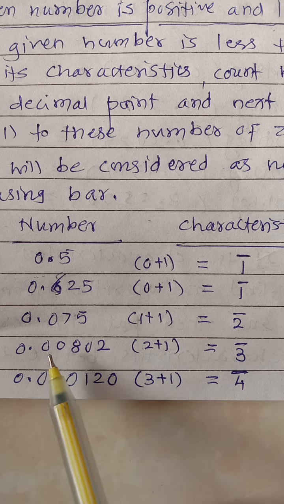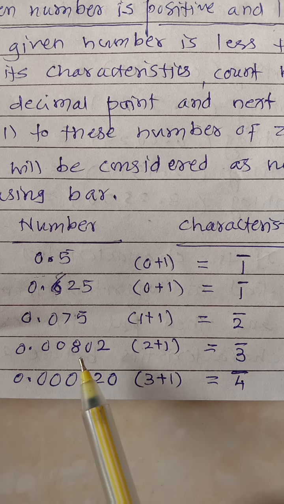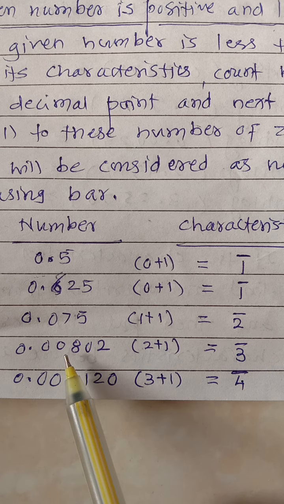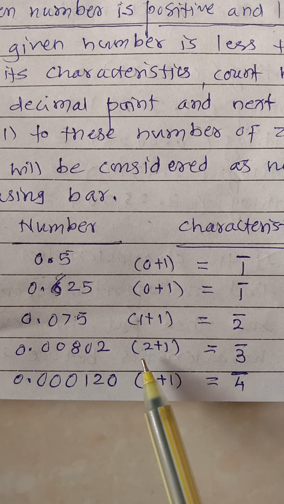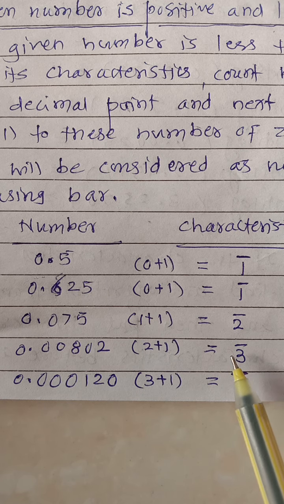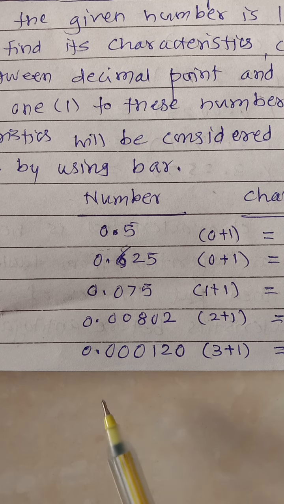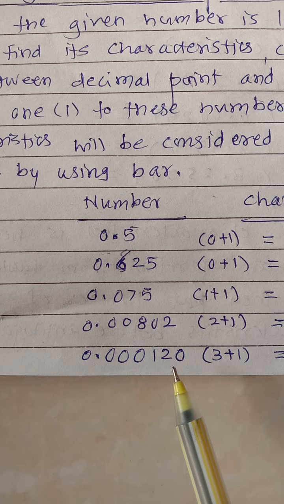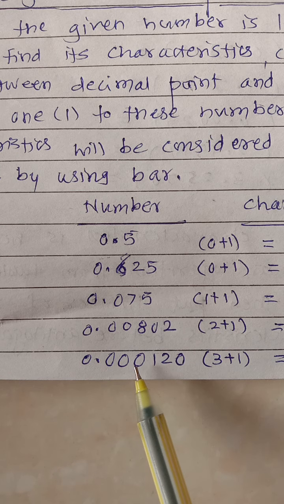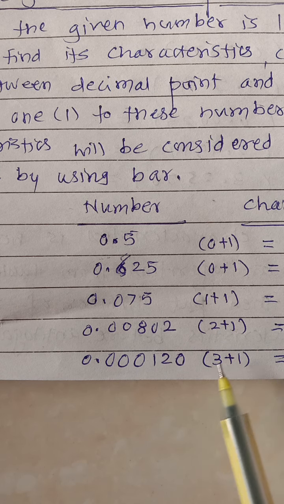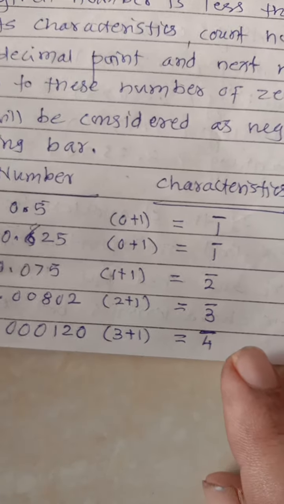Then for the next number, it is 0.00802. Between the decimal point and this 8, the number of zeros is 2. So it is 2 plus 1, that is 3. It will be bar 3 or 3 bar. Then the next one will be 0.000120. Here between the decimal point and this non-zero 1, 3 zeros are there. Therefore 3 plus 1, that is equal to 4, and therefore 4 bar will be the characteristic.